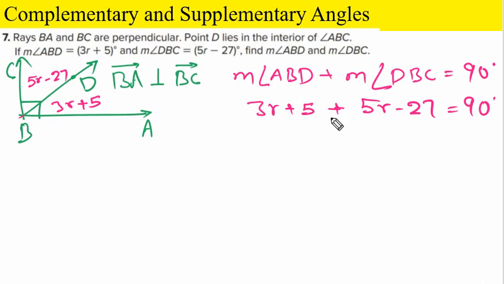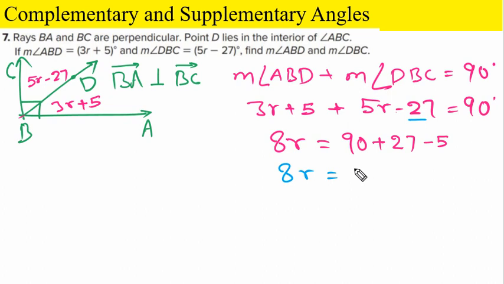Now you can solve using the calculator or else, 3r plus 5 plus 5r minus 27 gives 8r. 8r is equal to 90, minus 27 will become plus 27, plus 5 will be minus 5. When you move this to the other side, negative becomes positive, positive becomes negative, right? So 8r equals 90 plus 27 minus 5, that will give us 107 minus 5, 102, right? Let me just cross check.